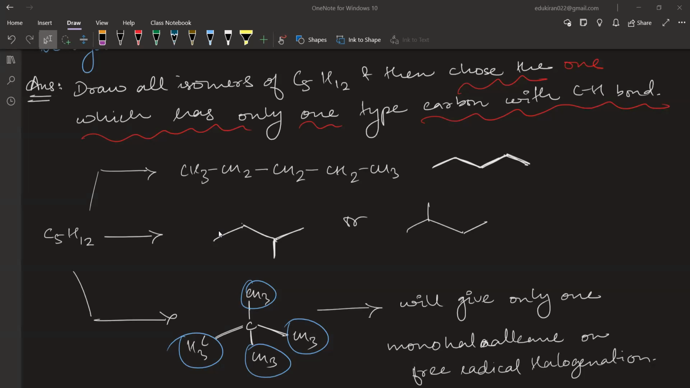Is this CH3, and are all of these the same? All of these carbons are the same. Oh, okay, fine. Yes, you understood. Why did you understand so quickly?